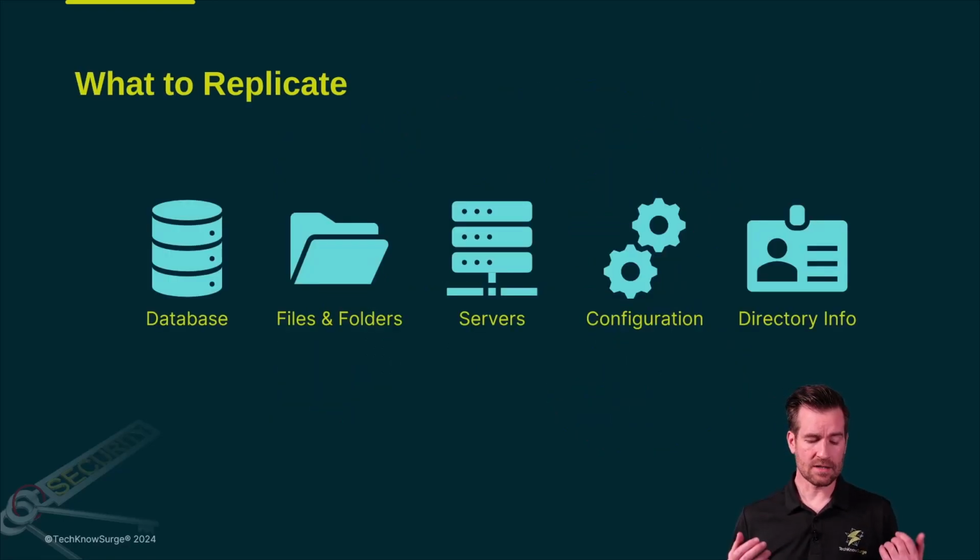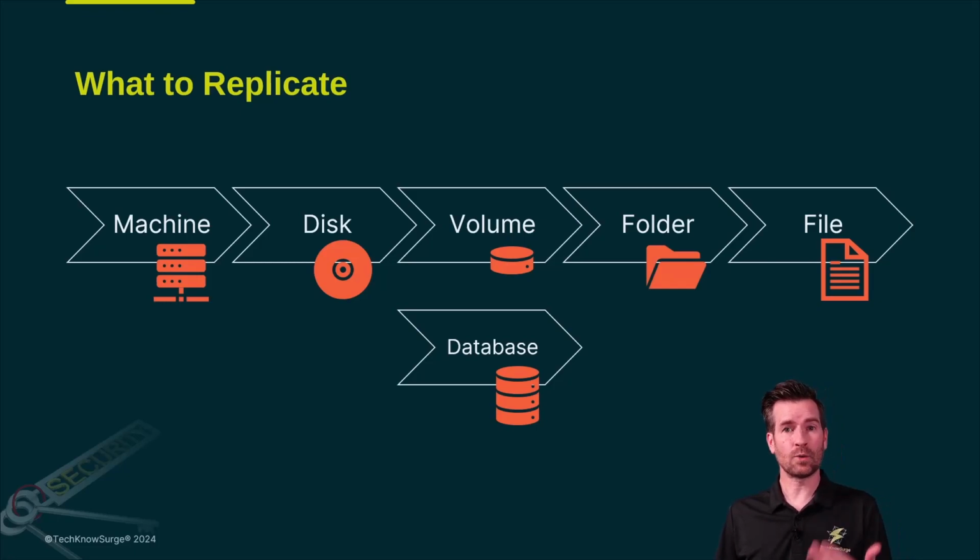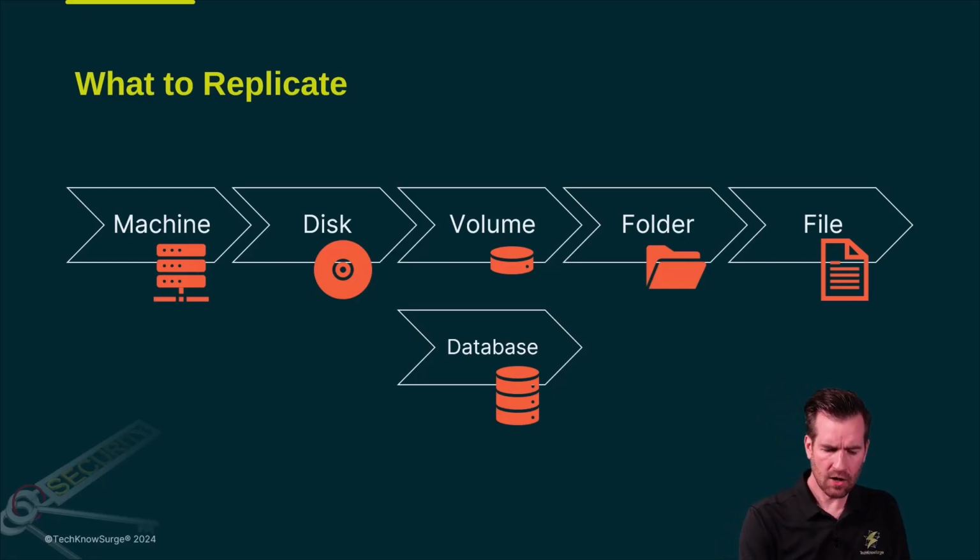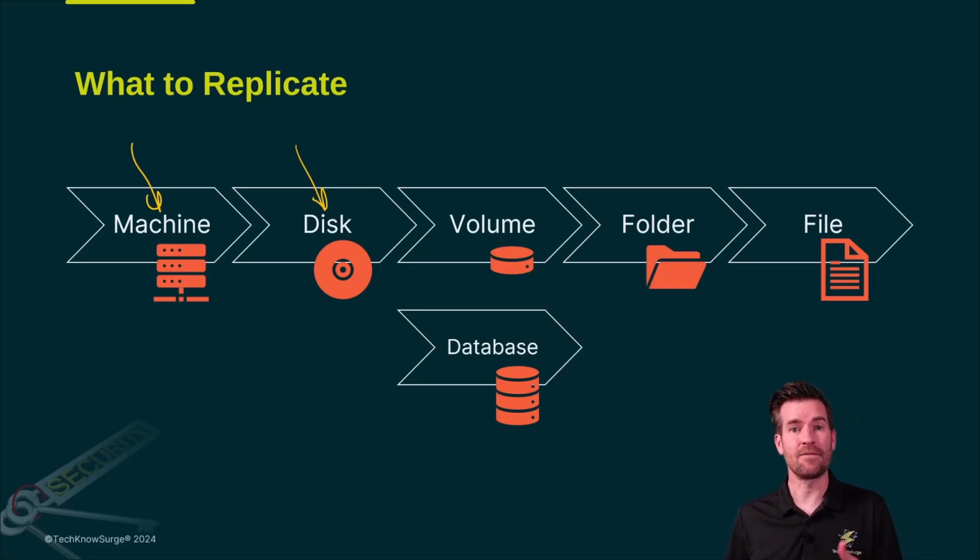So then the question is, what do we replicate? Well, we could replicate databases, files and folders, servers, configurations, directory information. So there's a lot of different things that we could replicate. Depending on what level you want to replicate at and what technology you're using, there's different ways that we can implement replication. A good example of machine or disk level replication would be something like VMware. It does a great job at doing that.